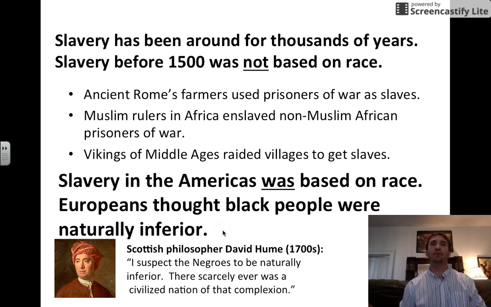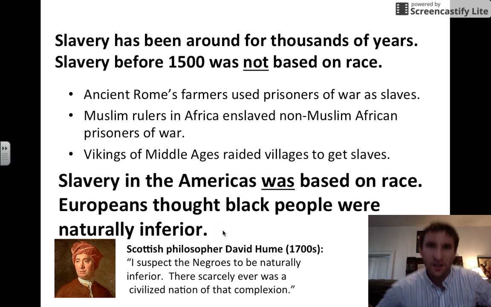Slavery, let's back up. Let's back up and talk more about slavery. Slavery did not start with Africans in the 1500s. Slavery has been around for thousands of years. Slavery before 1500 was not based on race. It was not based on the color of your skin. Let's take a look at some examples of slavery in ancient times.